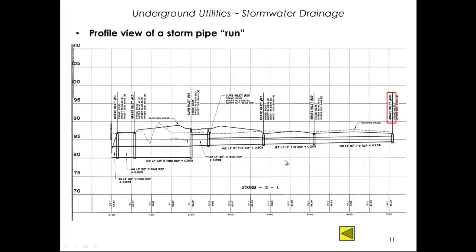We can see that between the first two structures we have 198 lineal feet of 15-inch diameter tongue and groove joint RCP pipe at 0.2% slope, as we see here. Notice how the pipe sizes increase. We're 15-inch here, and then 18-inch, and then we turn into 30-inch towards the end of the run. Notice how these increase as we move to the left, since more water is added at each of the additional structures.